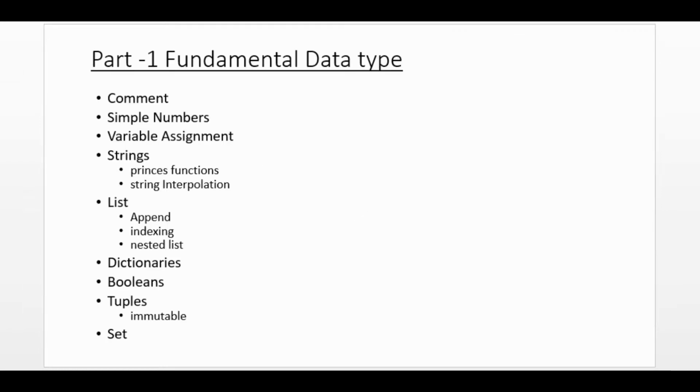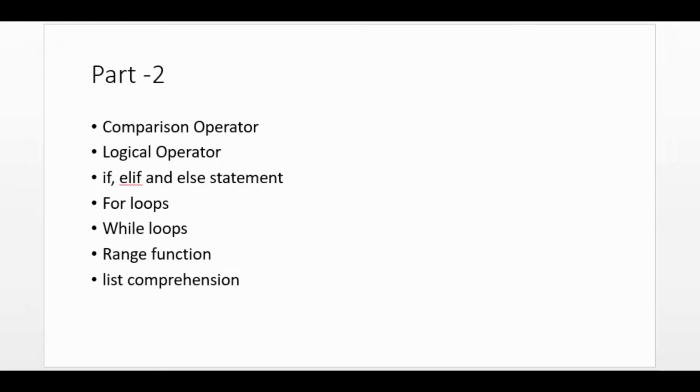So in the first part of Python Basics we have covered fundamental data types, which are comments, simple numbers, variable assignment, strings, lists, dictionaries, booleans, tuples and sets. Today, the second part of Python Basics, we are going to cover comparison operators, logical operators, if, elif and else statements, for loops, while loops, the range function and list comprehension. If you have not yet attended my first session, please go through that video before attending today's session.